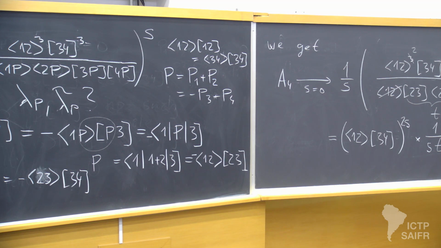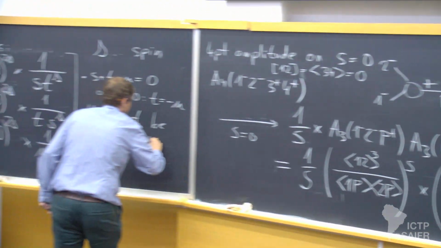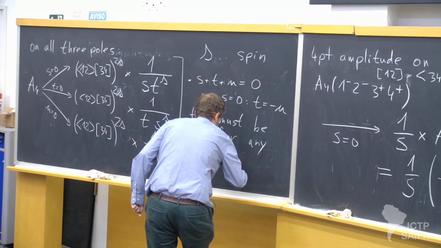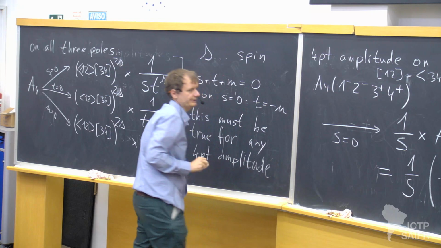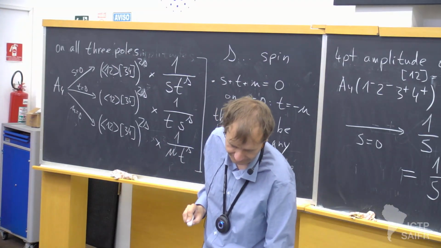Okay, so these are our constraints. This must be true for any spin, for any 4-point amplitude with spin S. It doesn't matter in which theory we are working. This was just a consequence of factorization and 3-point amplitudes. Yes?